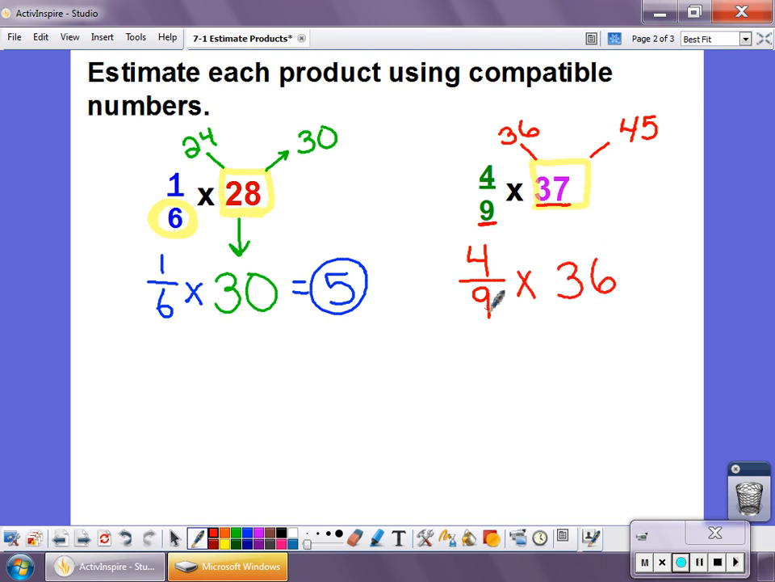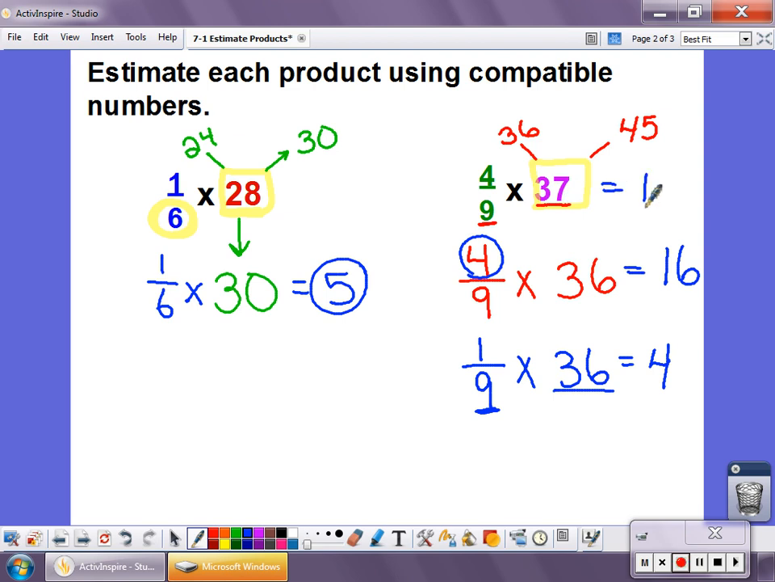Now, 4/9 is a little different than what we did before, because before we were just looking for problems that had a numerator of 1. Okay, that's how we're going to start. I want to think about what is 1/9 of 36. So if I take 36, divide it into 9 groups, in each group I'm going to have 4 things. So that means in 4 groups, if each group has 4 things, in 4 groups I'm going to have 16 things. So 4/9 of 37 is about 16.